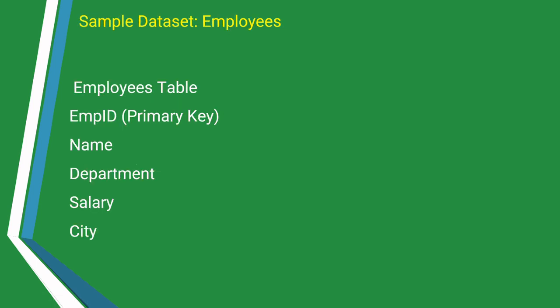We will use an employees table with 5 columns: EMPID, name, department, salary, and city. This dataset is simple but realistic and will help us practice queries that mirror real world scenarios.